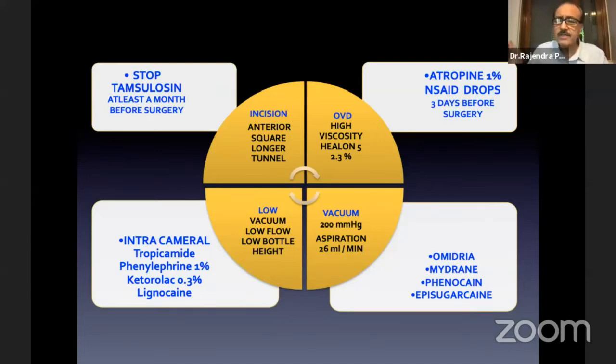During the surgery, you must use very low vacuum, low flow, and low water height, so that you don't create too much pressure within the anterior chamber. A vacuum of 200 or aspiration of 26 ml per minute would be sufficient to continue the surgery.